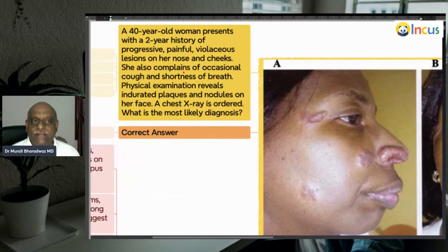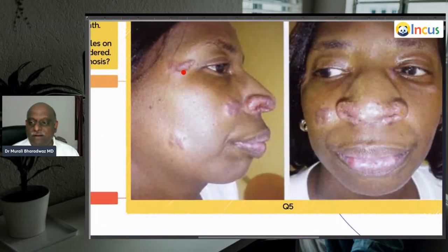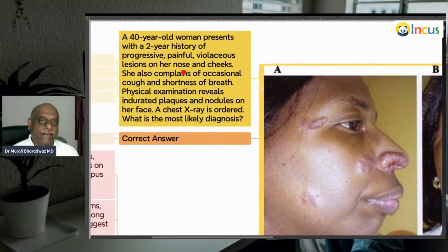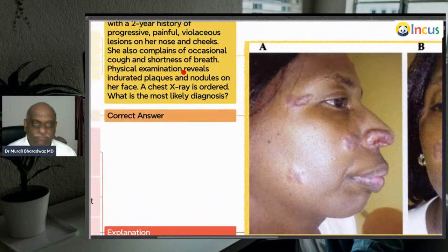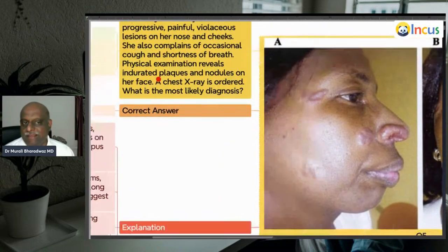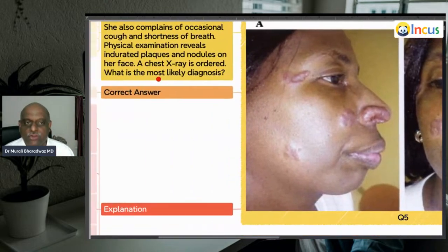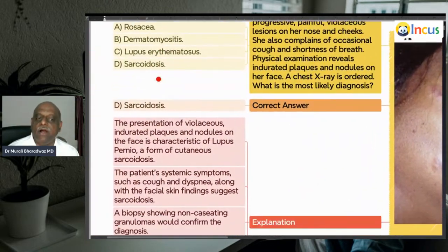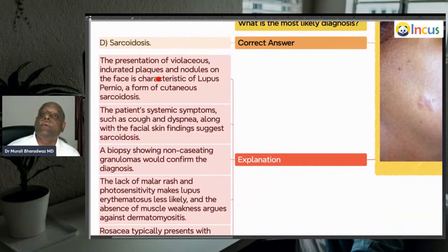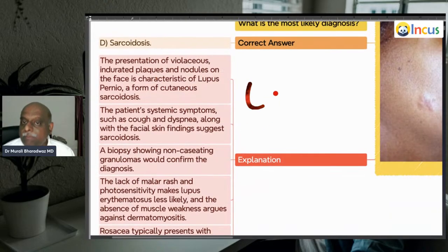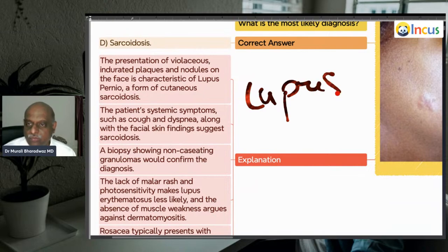A 40-year-old presents with progressive, painful, violaceous lesions on her neck and cheeks. She also complains of cough, shortness of breath, and there are plaques which are indurated with nodules, classical of sarcoidosis. What is this called? Lupus pernio, which is the typical skin lesion which you see in the patients who have cutaneous sarcoidosis.